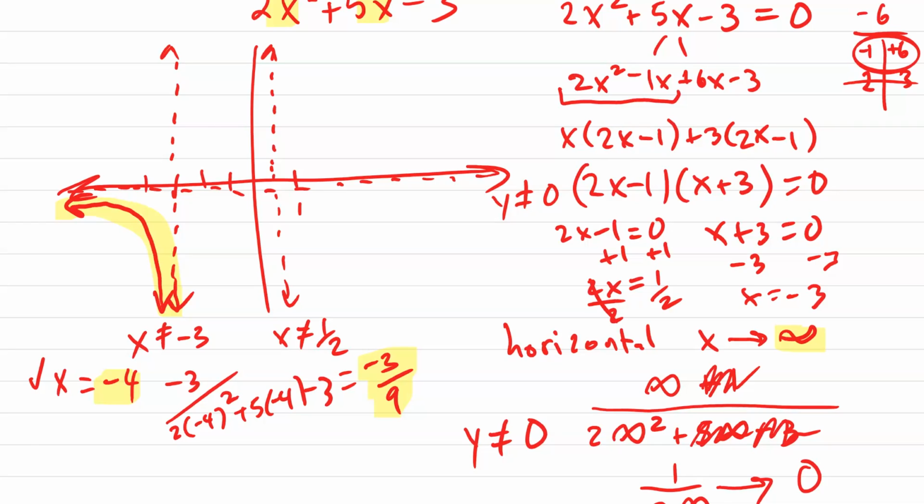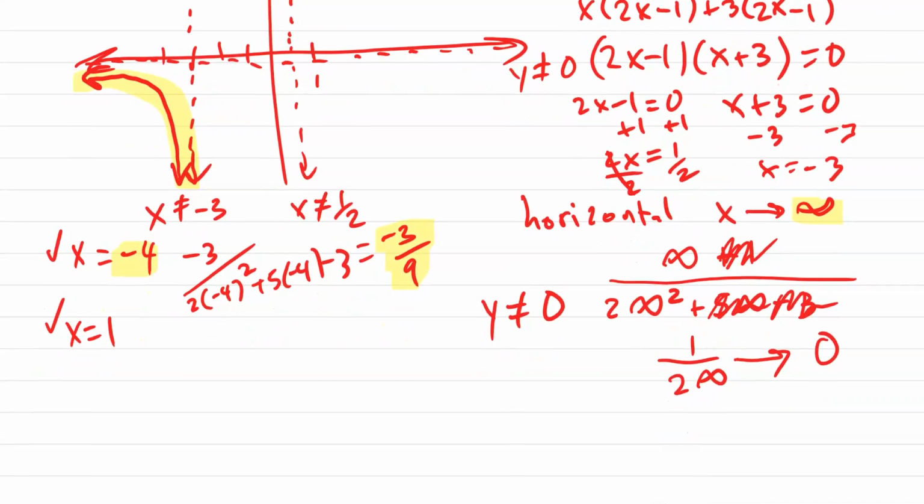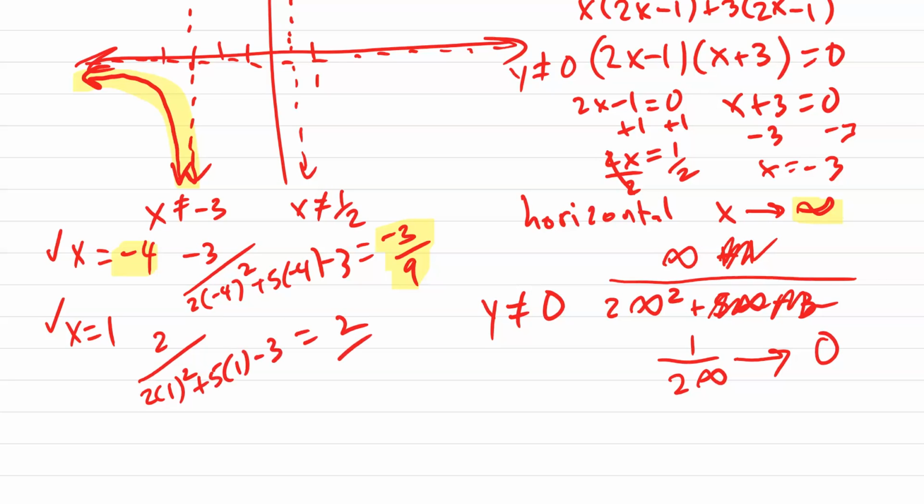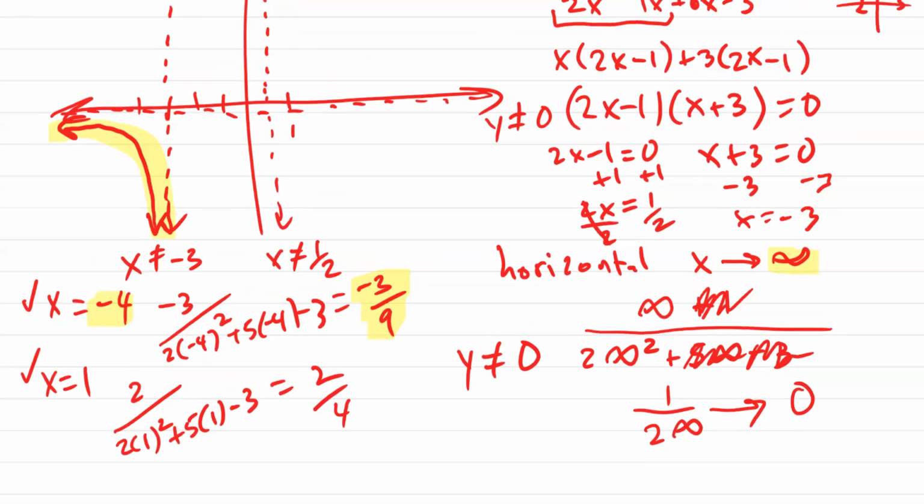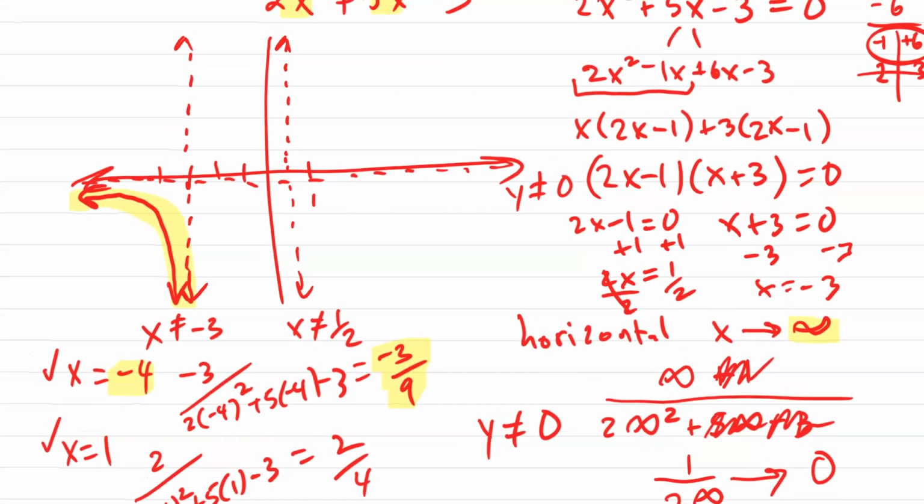Past 1 half, x equals 1. Again, I don't really need the number. I just need to know what region is it in, top or bottom, right? If I plug in a 1 on the top, 1 plus 1 is 2, over 2 times 1 squared plus 5 times 1 minus 3. We get 2 over 7 minus 3 is 4, 2 over 4. I don't really care that that simplifies to 1 half. What does this mean? We are in this top region.